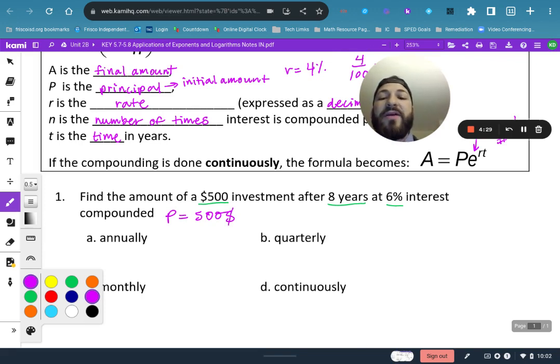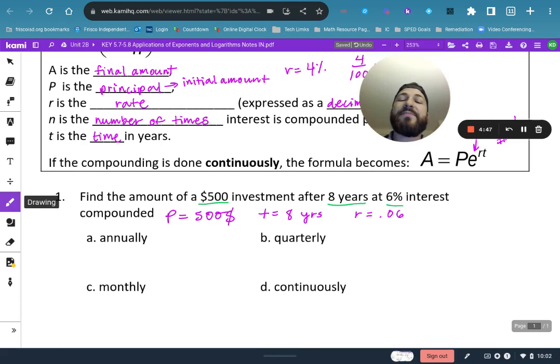Then we have 8 years. 8 years is definitely our time that we are making this investment. And then last but not least, we have 6%. So our 6%, that's going to be our rate. And remember, we do want to convert it to a decimal. So r in this case would be equal to 0.06.